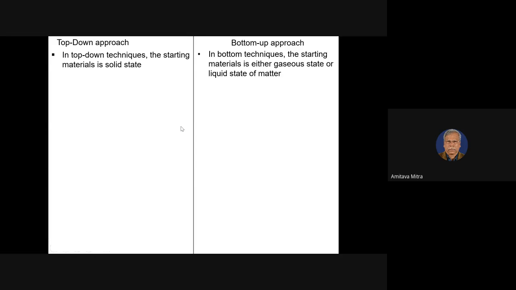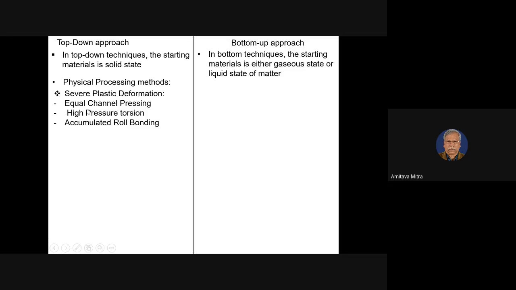So we have two approaches. One is the top-down approach, one is the bottom-up approach. In the top-down technique, the starting material is mostly in the solid state, and in the bottom-up approach, the starting material is either in the gaseous state or the liquid state of matter. This is in general. The physical processes by which we can get to nanostructured materials through the top-down approach are different.